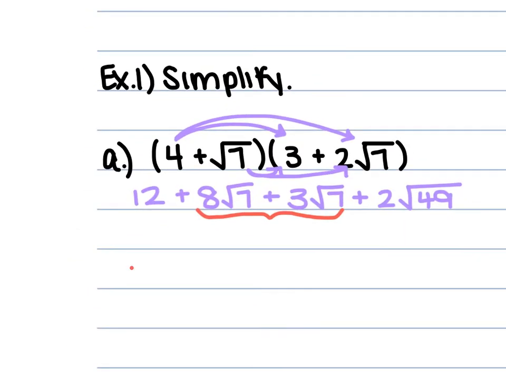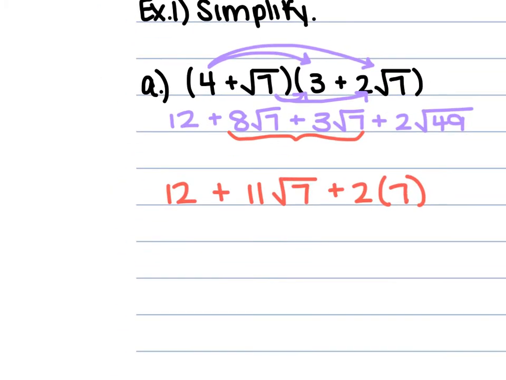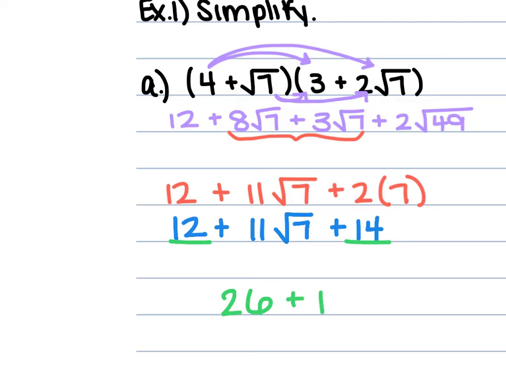So this is going to give us 12 plus 8 plus 3 is 11. Keep the square root of 7 plus 2 times the square root of 49, which is 7. So that's 2 times 7. 2 times 7 is 14, so this becomes 12 plus 11 square root 7 plus 14. You now have the 12 and the 14, which are like terms, so combine them to give yourselves 26 plus 11 square root 7.